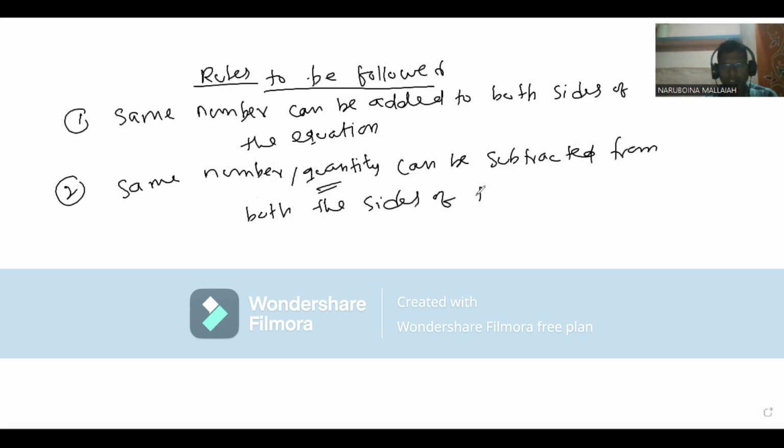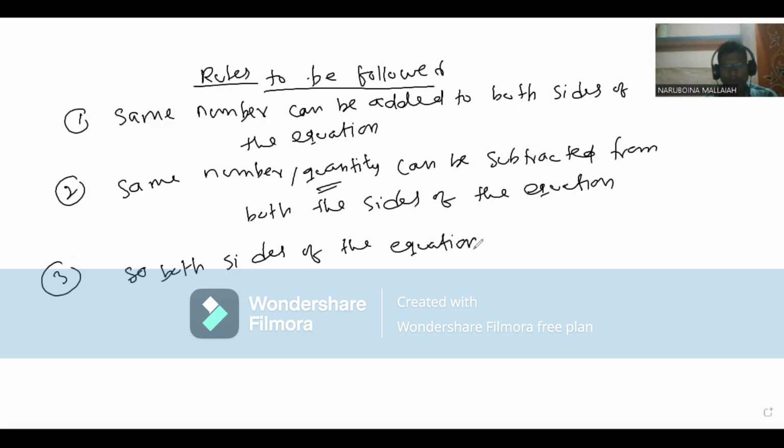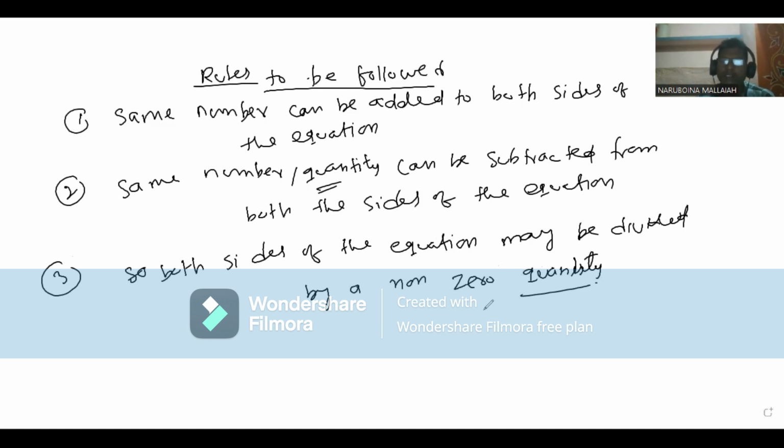The third rule: both sides of the equation may be divided by a non-zero quantity. By adding, subtracting, or dividing by a non-zero number, there will be no change in the equation. So here we have to find the variable value. That is the important thing in solving linear equations.